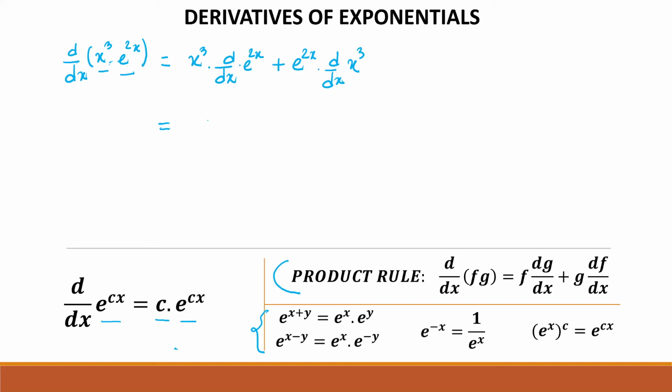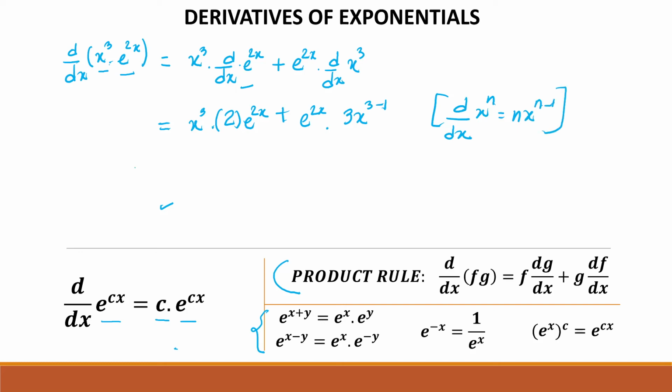which would be equal to x cubed times the derivative of e to the power 2x, where the constant 2 would come here, and then e to the power 2x using this formula, plus e to the power 2x times the derivative of x cubed. We know it's 3 times x to the power 3 minus 1, recalling the basic formula of derivatives of a polynomial function, where d by dx of x to the power n equals n times x to the power n minus 1.